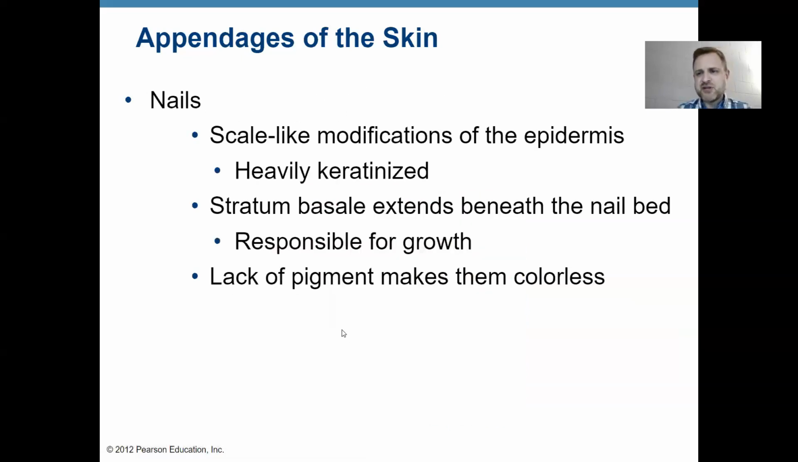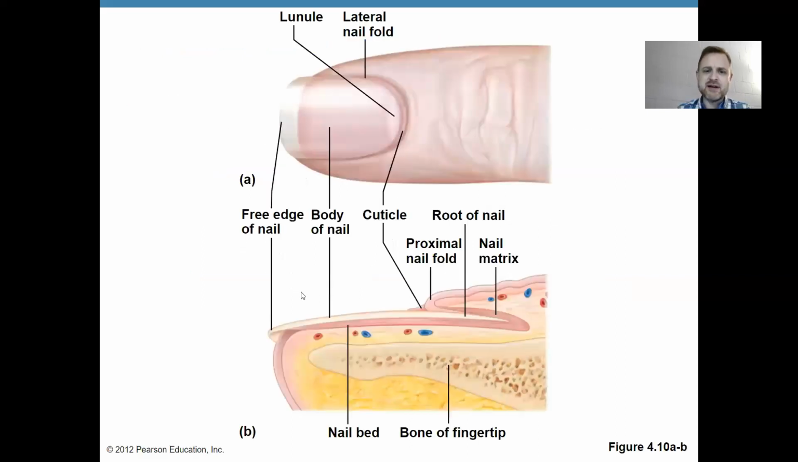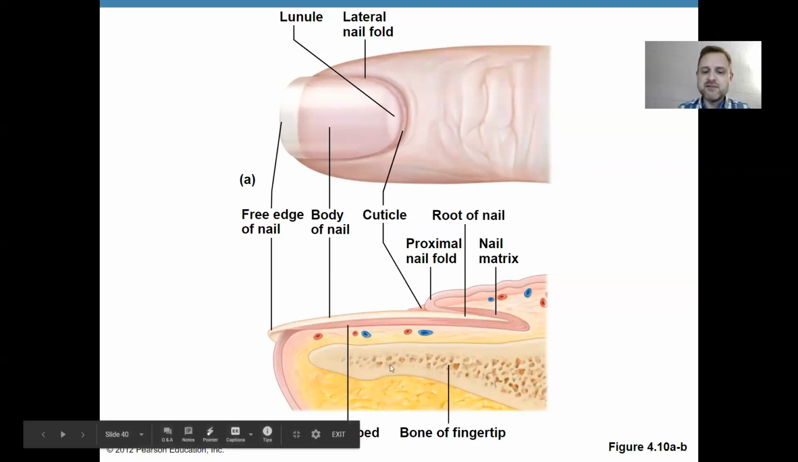So nails, let me show you a picture of this and I'll come back to this slide. So in this slide, you can see part of the nail, which is called the root, is sort of under the skin, and the body of the nail is exposed to the outside. The layer of cells that's underneath the nail, again, is stratum basale, like we saw in a previous video. And here you can see the bony tip of your fingers.